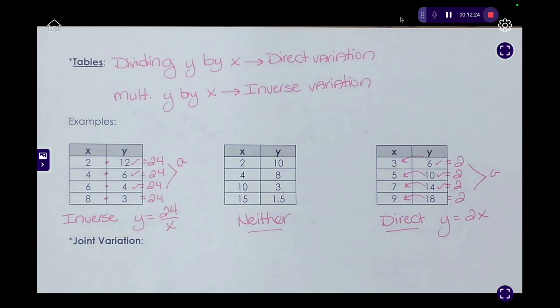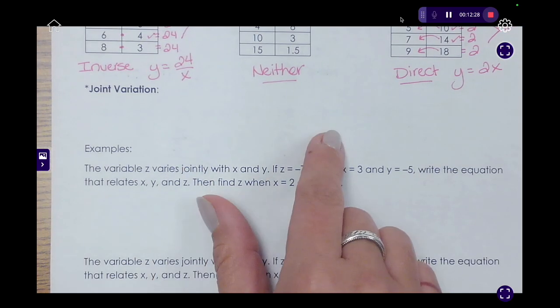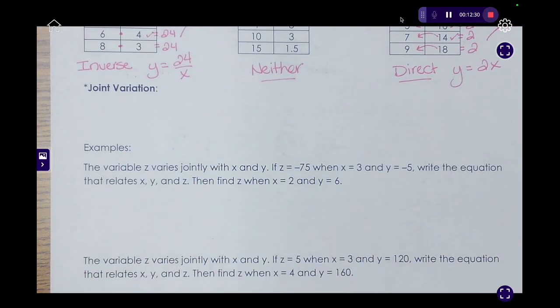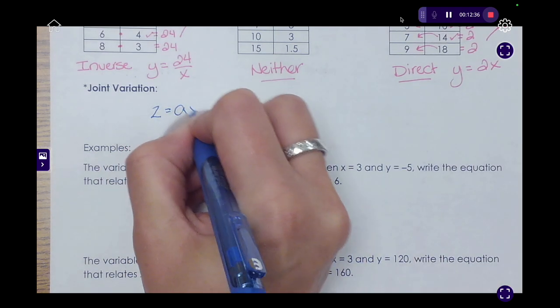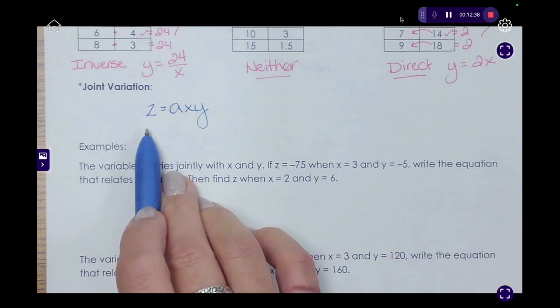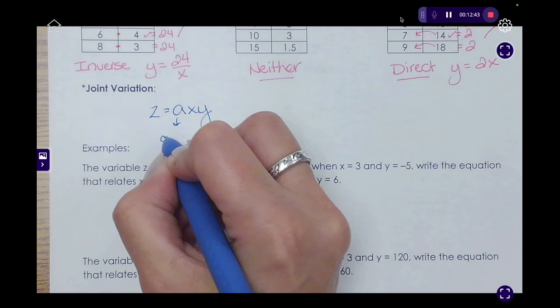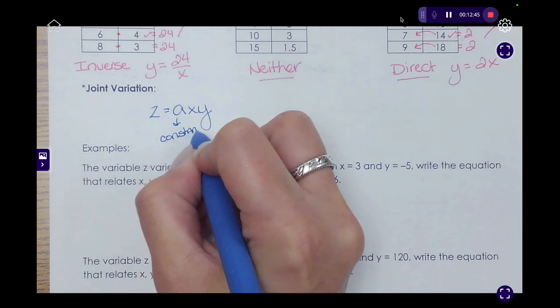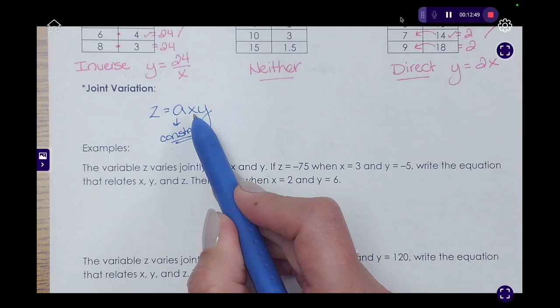All right, last concept, joint variation. So we've done direct and inverse variation. So now we have joint variation. Basically what that means is you're going to be adding in another variable. So this equation is going to look a little bit different. So now we're going to introduce a z. We still have your a, so this is still your constant of variation. That's not changing.